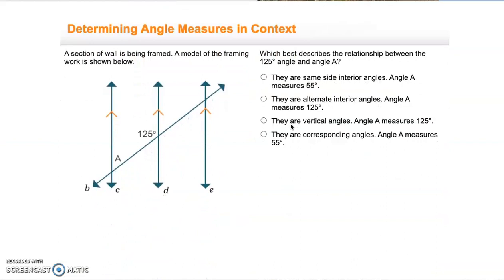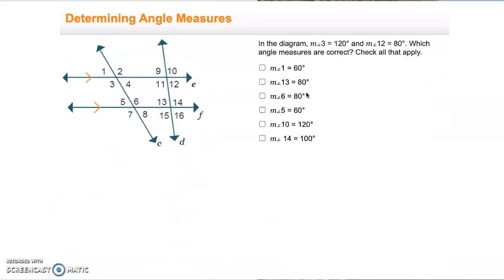All right, pause this and see if you can answer this question. Okay, you should have noticed we have parallel lines, a transversal, and these are on the same side and inside the parallel lines. So they are supplementary, they're same side, so angle A is 55 degrees. So in this diagram, the measure of angle 3 is 120, and the measure of angle 12 is 80.